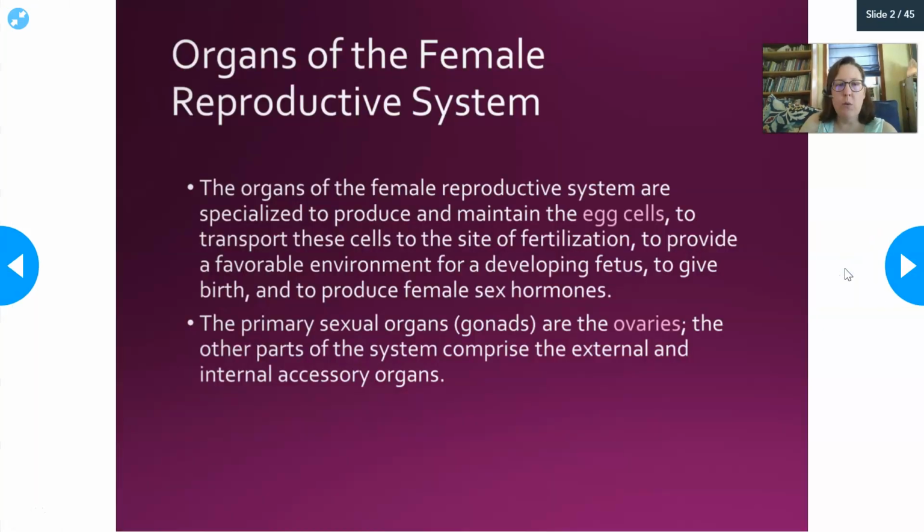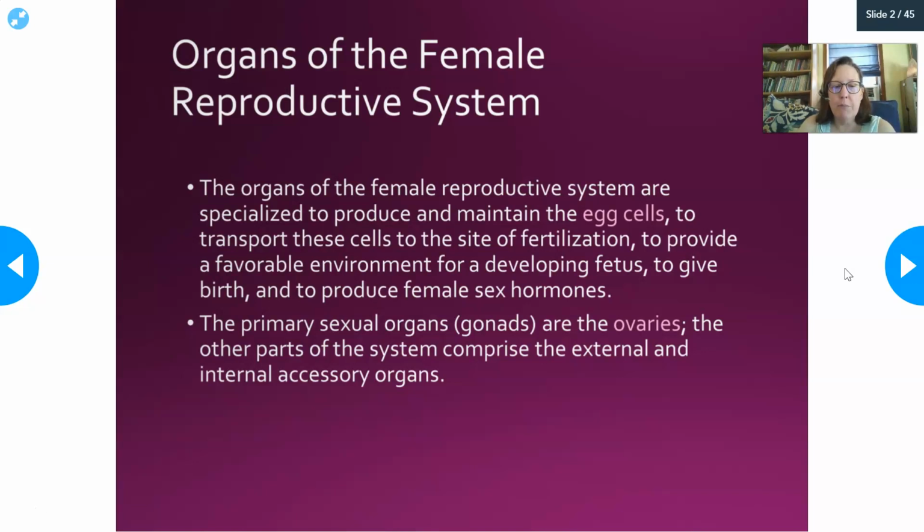And so let's talk about the organs of the female reproductive system. The organs of the female reproductive system are the cells that are specialized to produce and maintain the egg cells, to transport these cells to the site of fertilization, and to provide a favorable environment for a developing fetus, to give birth, and to produce female sex hormones.